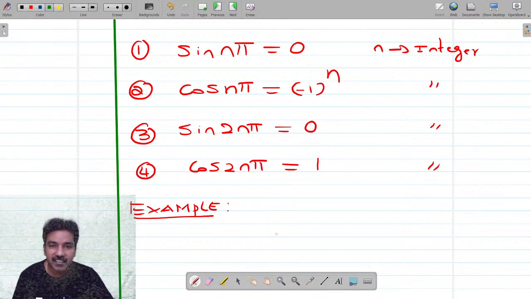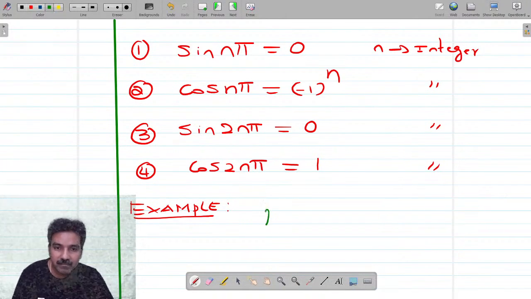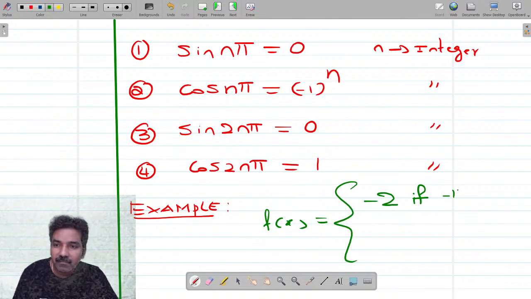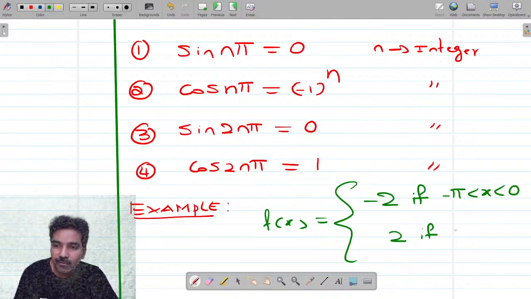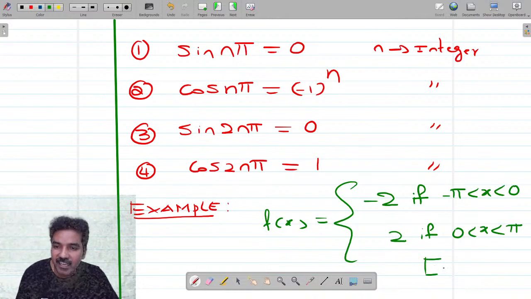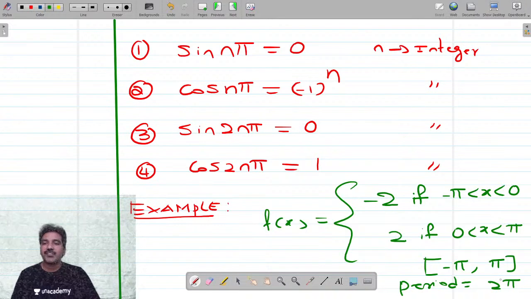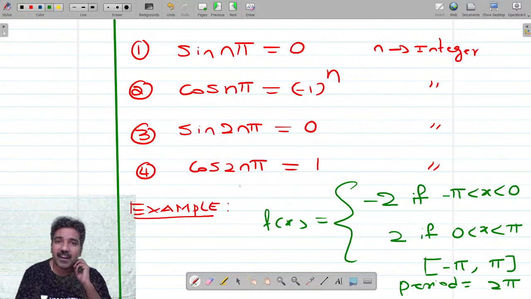Suppose f of x is defined like this. It is a split function. It is minus 2 if minus pi less than x less than 0, and 2 if 0 less than x less than pi. Now you can see the function is defined in the closed interval minus pi comma plus pi, so its period is 2 pi. From minus pi to 0 it is minus 2, from 0 to pi it is 2. Now let us try to find a naught, an and bn.